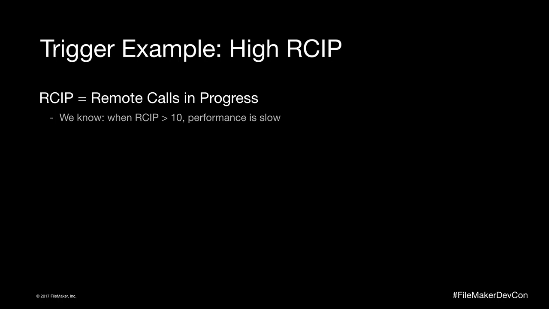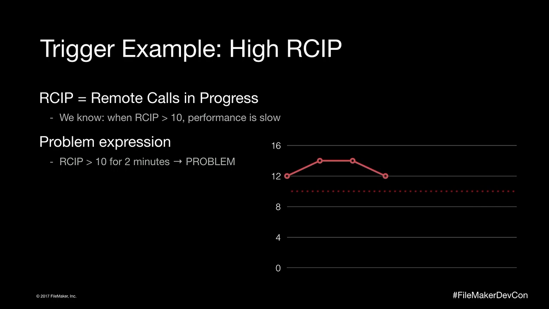And so let's suppose that the solution that we're monitoring, we know from experience that when that count of remote calls in progress goes above 10, that's when users are typically reporting in that things are starting to run slowly. And our goal is to have a trigger that would notify us that this is happening so that we get a leg up and we'd know that it's happening instead of having to wait for the users to tell us. So we could define a problem expression that tells us that that count is above 10, and it's been that way for more than 2 minutes.